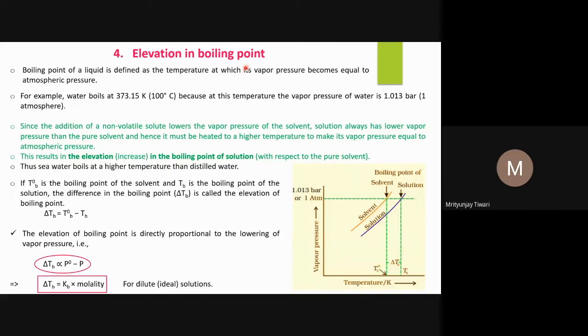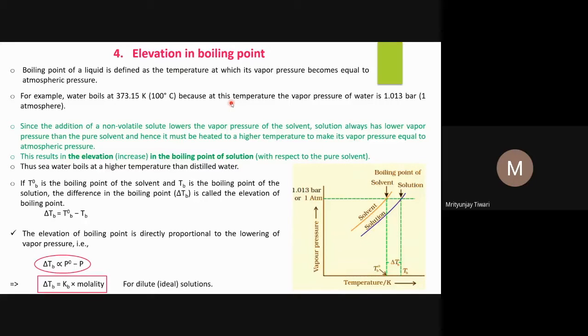Now the elevation in the boiling point is another colligative property. Elevation means increase. So if you add solute to a solvent, what you see after adding the solute is that the boiling point is increased. And by whatever amount it is increased is called the elevation in the boiling point. So why is the boiling point increased?